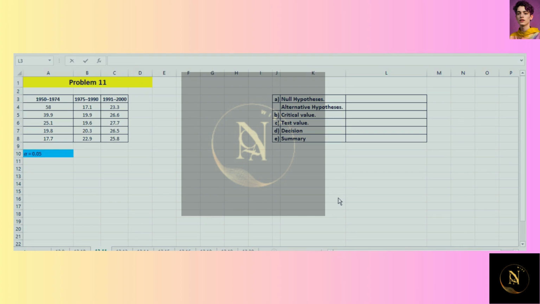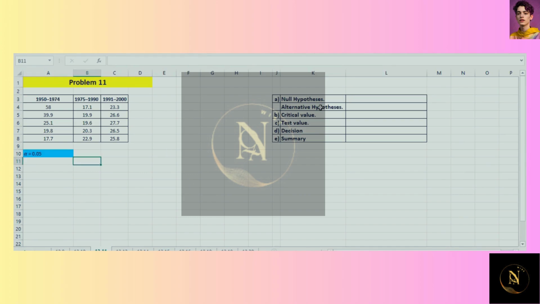In problem 11, we have data showing the weekly admissions in millions of people attending movie theaters over 3 different time periods. These different periods are between 1950 and 1974, between 1975 and 1990, and lastly between 1991 and the year 2000. So using this data, we're going to find out whether there's a difference in the means for weekly attendance for these time periods at the 0.05 level of significance.